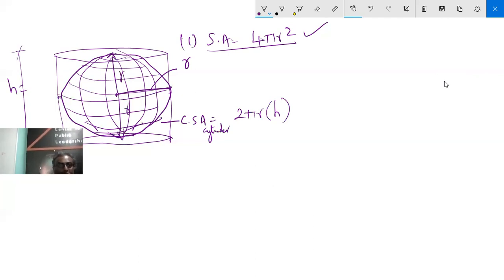So H is equal to 2R. Yes, sir. So what you have to do: 2 pi R into 2R. So 2 pi into 2 into R squared. That is 4 pi R squared.